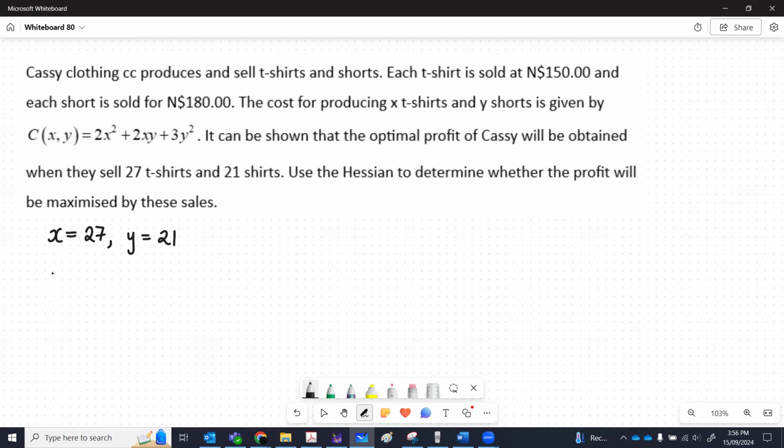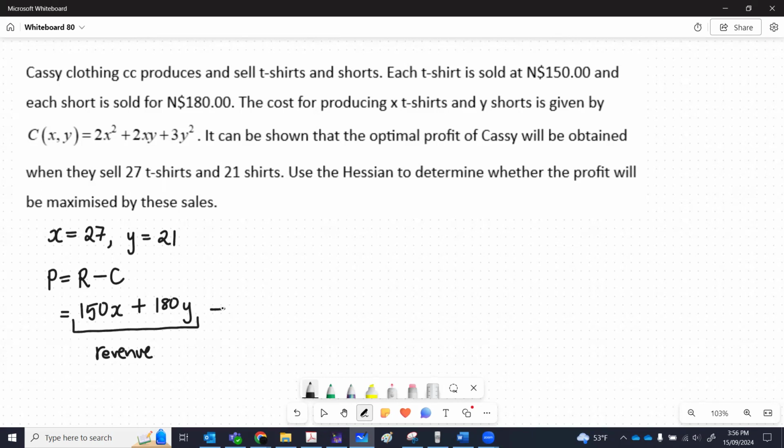As economists, we know that our profit is equal to the revenue minus the cost. So revenue is our income, how much we are getting in, and the cost function is given to us over there. So if we were to write this out, our revenue, because we get our revenue from selling the t-shirts, we know that one t-shirt costs 150. So our revenue function is going to be 150x plus the revenue from the shorts, which is 180y. So this is our revenue.